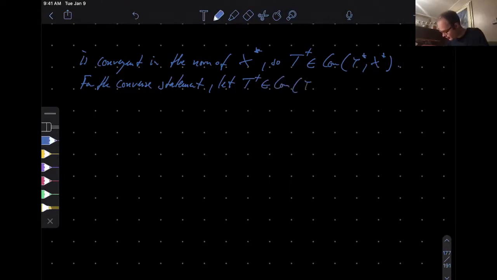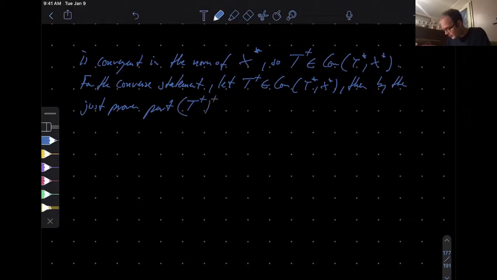Y star to X star. Then by the just proven part, the dual transformation of that guy, sort of the double dual transformation, would be compact from the bidual of X to the bidual of Y. Now here, please remember, unlike the adjoint, the dual transformation of the dual transformation is not the initial transformation in general, okay? So, but now, how do we get back from the biduals to the original spaces?